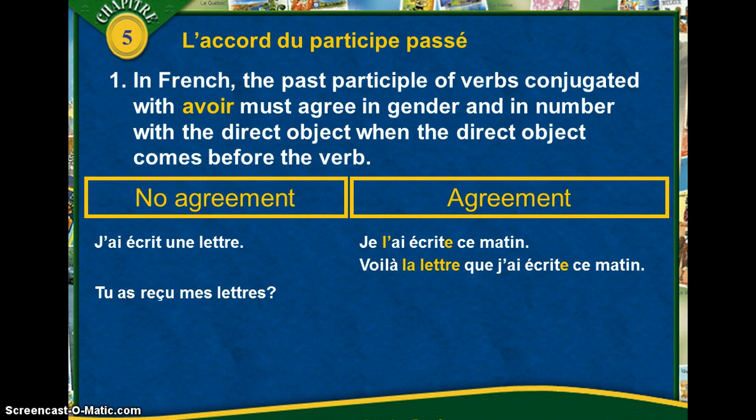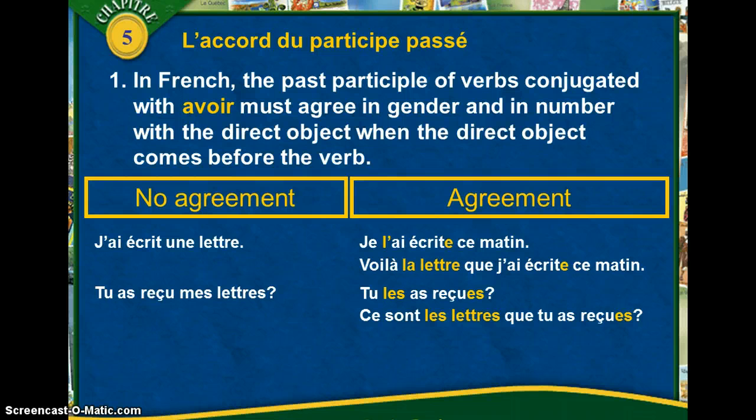Another example here for the plural. Tu as reçu mes lettres. If you notice, no agreement because this is what we're asking was received. So it's after. But again, if we want to take mes lettres and say them, then we would ask tu les as reçus. Or if we want to build a construction similar to the second one of our first example here, ce sont les lettres que tu as reçues. So they're asking, are those the letters which you received? And you notice, here's our verb, a, les lettres comes before that.